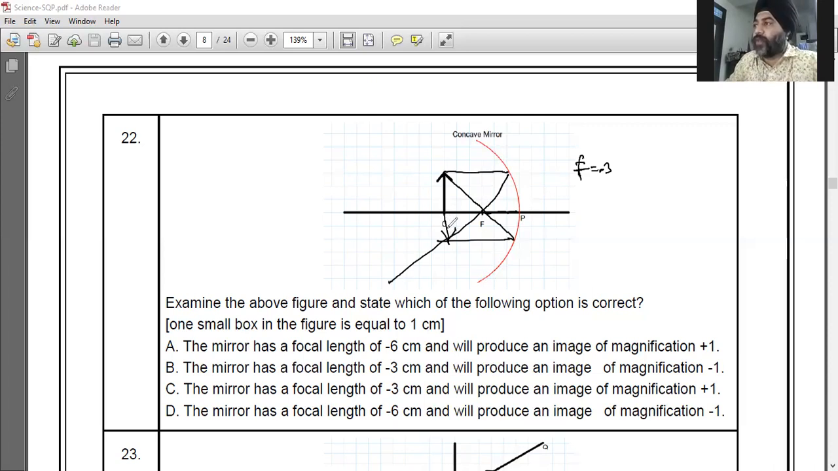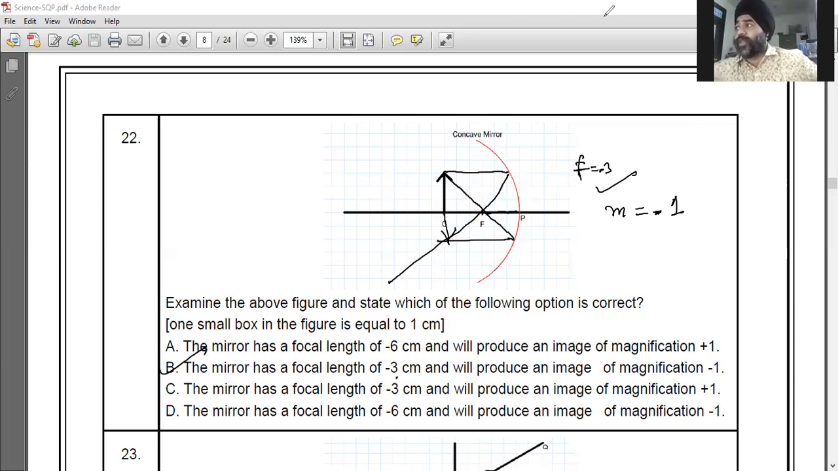Whenever the object is at C in a concave mirror, the image will be of the same size. If it is of the same size, then the magnification will be 1. And because the image is real, the magnification will be -1. So the focal length is -3 and the magnification is -1. Out of these options, in option B it is given that the mirror has focal length -3 and it will produce an image of magnification -1. So option B is correct.